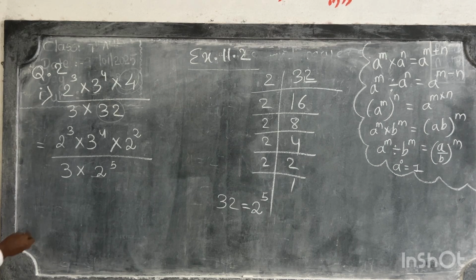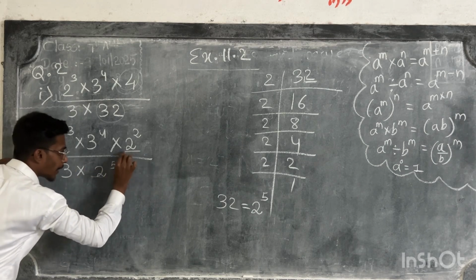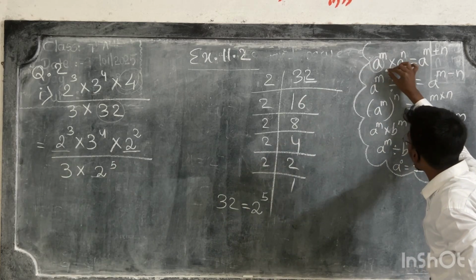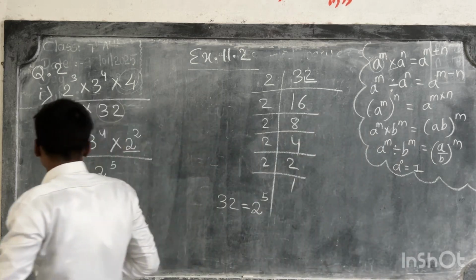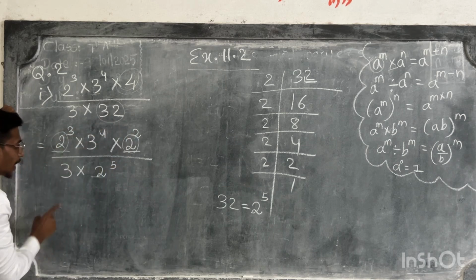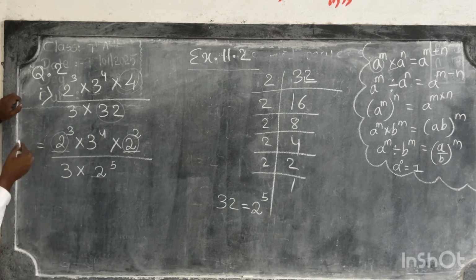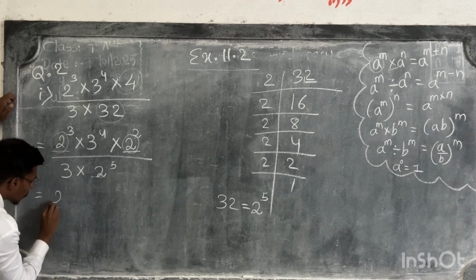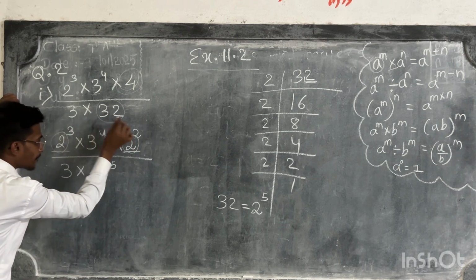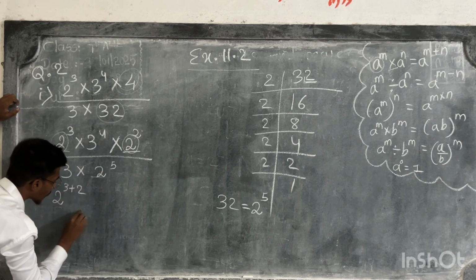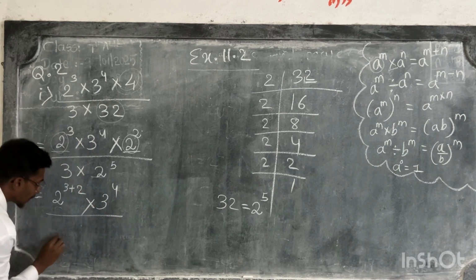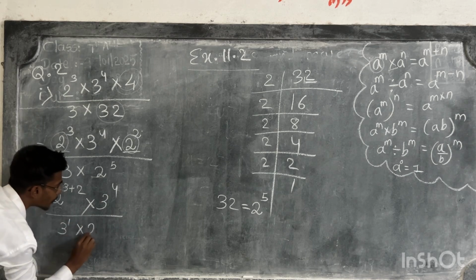Now you can see a to the power m into a to the power n. We have to apply this identity. To apply this identity, the base must be the same and both must be in multiplication. Here you can see the base is same, 2 and 2. The power is different and both are in multiplication, so I can apply that identity here: a to the power m into a to the power n. Now you have to add the powers, m plus n, that is 3 plus 2. Write the remaining term as it is: 3 to the power 4 divided by 3 to the power 1 into 2 to the power 5.